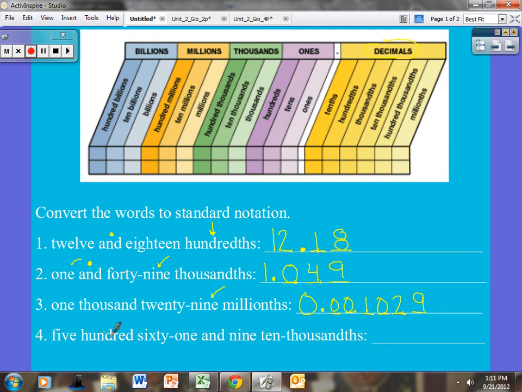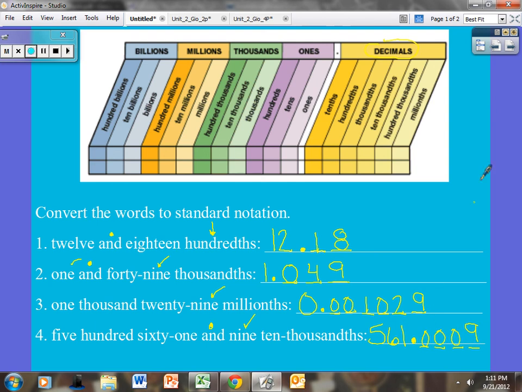Last one, 561 and 9 ten-thousandths. Okay, the and lets me know there's a decimal point in this answer, or there are numbers to the left of the decimal point other than 0. It says 561. Well, I can write that, 561. Now it's 9 ten-thousandths. Tenths, hundredths, thousandths, ten-thousandths. It's 9 ten-thousandths, so the 9 goes in the ten-thousandths place, and then in front of that will be just zeros to hold those place values.